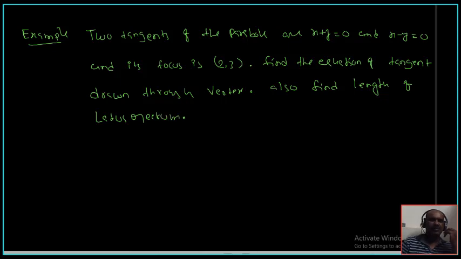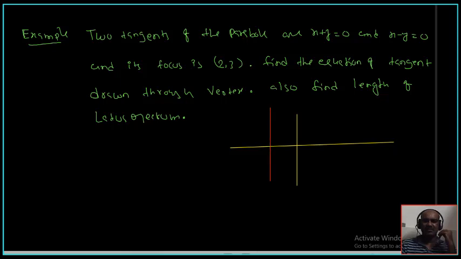Students, this is an interesting problem. Two tangents of a parabola are x plus y equal to 0 and x minus y equal to 0, and its focus is (2, 3). That is not a standard parabola; not standard means not in the form y square equal 4ax or x square equal 4ay. This is a parabola whose focus is (2, 3). To solve this problem, we need to use our previous concept. Observe here: this is the tangent drawn through the vertex, this is the axis, and say this is the directrix.